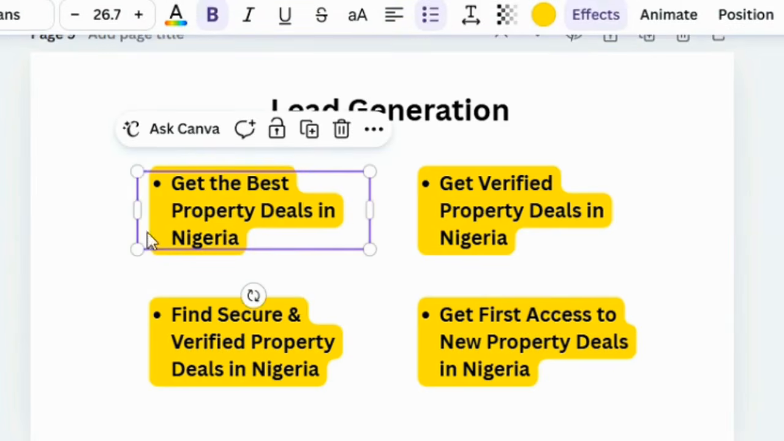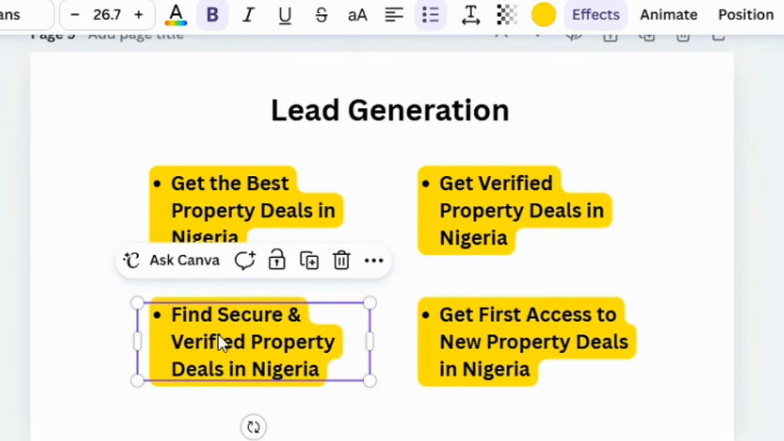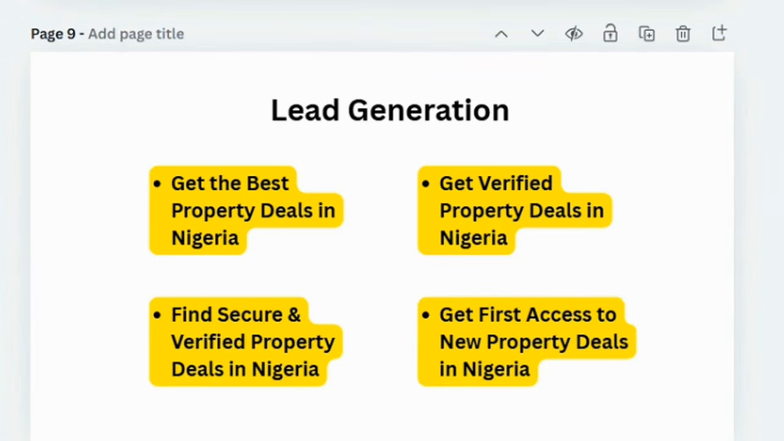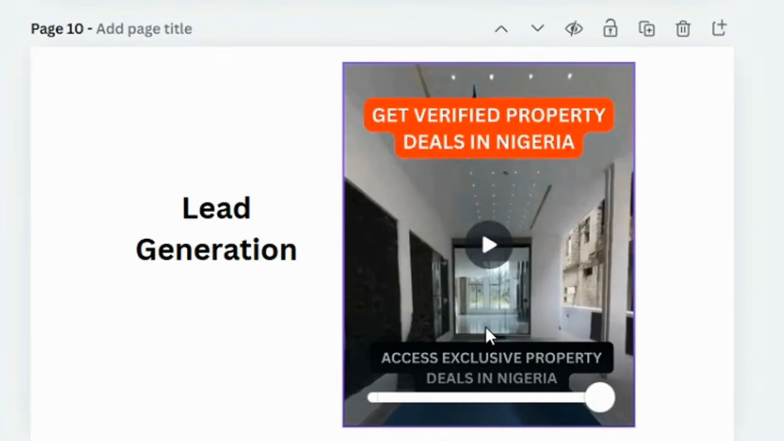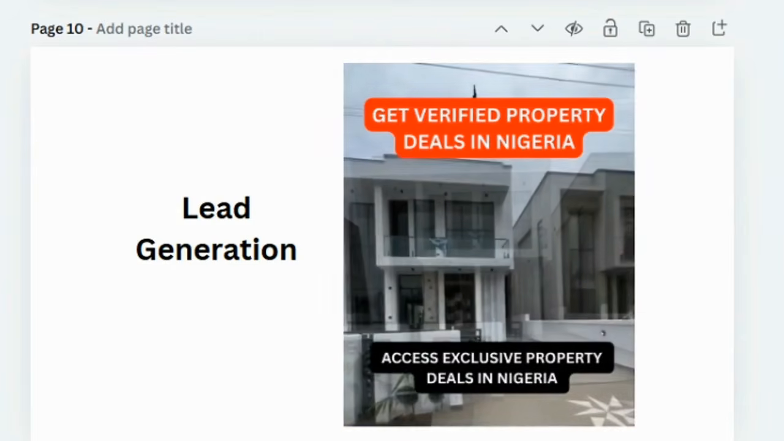So you can see this one. These are creatives like: get the best property deals in Nigeria, get verified property deals in Nigeria, find secured and verified property deals in Nigeria, get first access to new property deals in Nigeria. So I'm going to show you an example of the creative I use. This is a perfect example of the creative I use. It's very, very powerful and it brings in leads. So you can see it here. Let me play it.